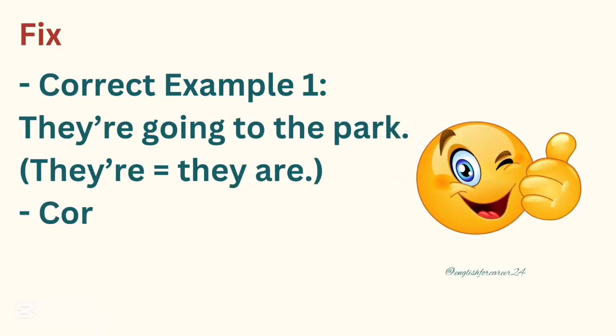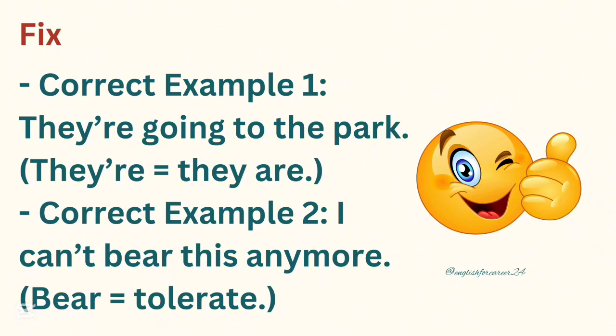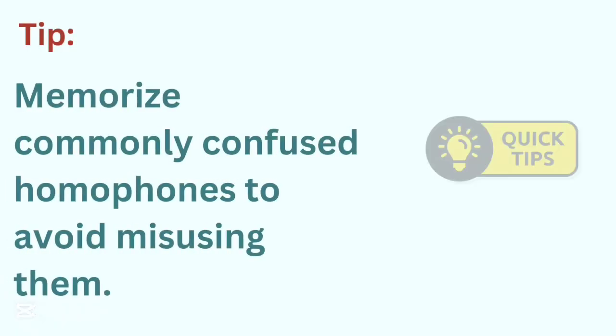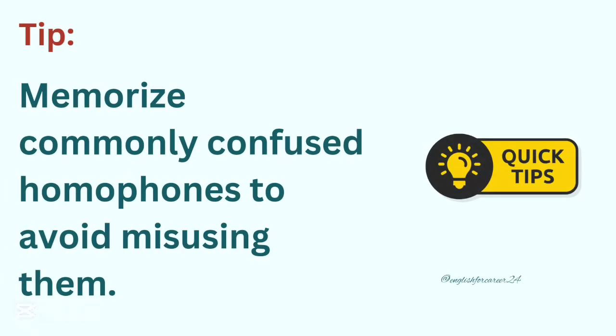Fix. Correct example 1: "They're going to the park." They're equals they are. Correct example 2: "I can't bear this anymore." Bear equals tolerate. Tip: memorize commonly confused homophones to avoid misusing them.